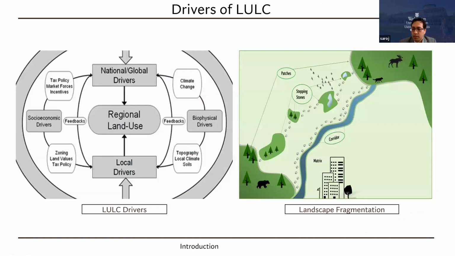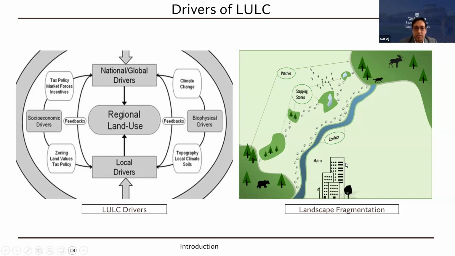There are multiple drivers of land use land cover change, from local to global level, ranging from biophysical drivers to socioeconomic drivers, different policies like taxes and so on, of which human and climate are the major drivers. These drivers act independently or collectively to change the landscape, creating fragmentation such as patches, corridors, and matrix that impact the continuity of land cover and ecosystem integrity.